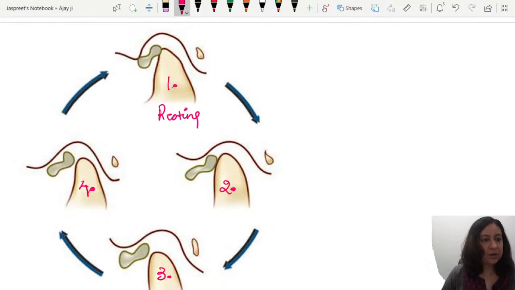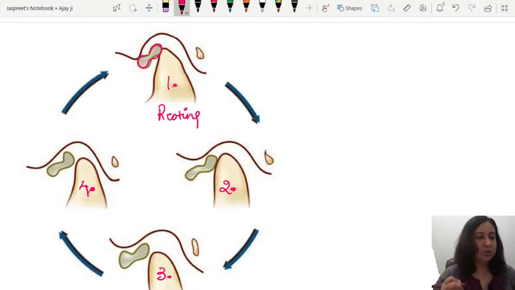Okay, now I want you to understand. This disc, just look at this. This disc is in a very, very abnormal relation to the glenoid fossa, to the condyle and to the articular eminence. So what is happening here in this particular anterior disc displacement without reduction? You don't need to go into details, just remember it in a very simple way.